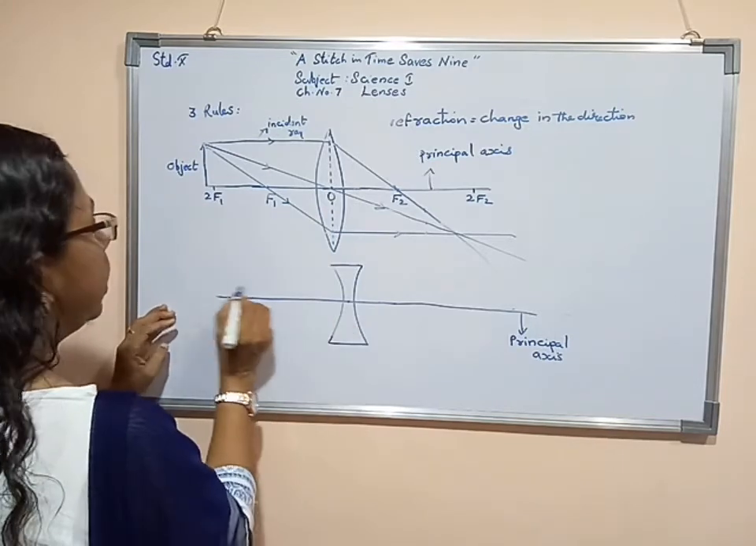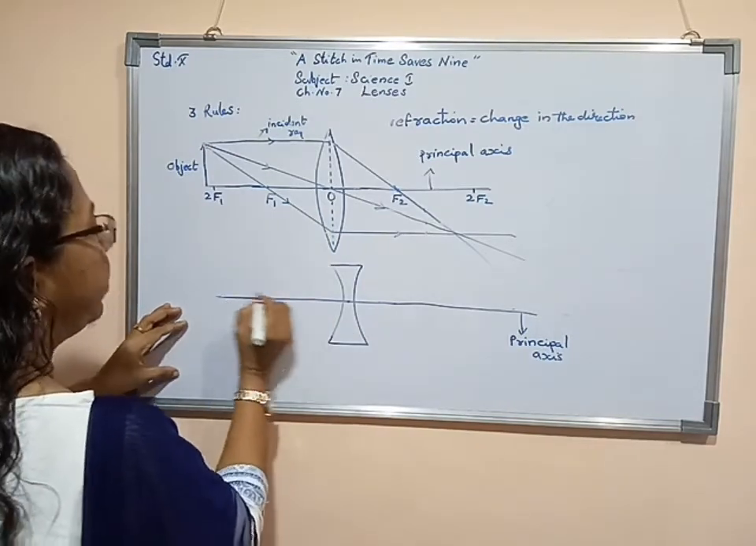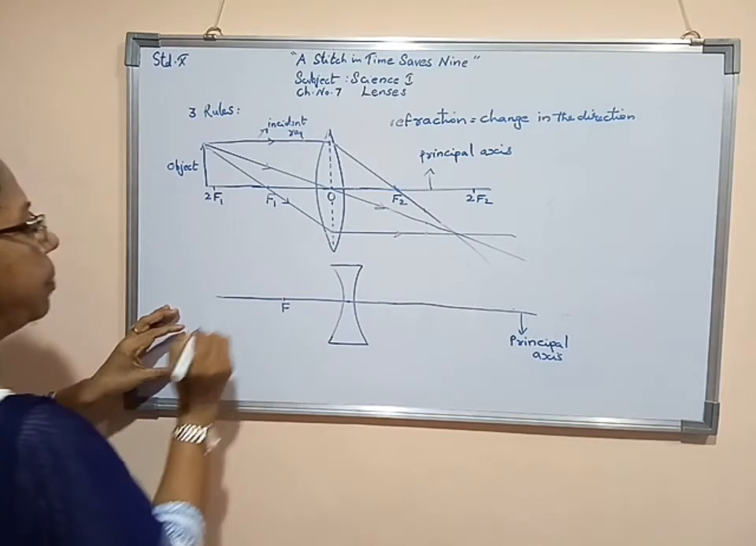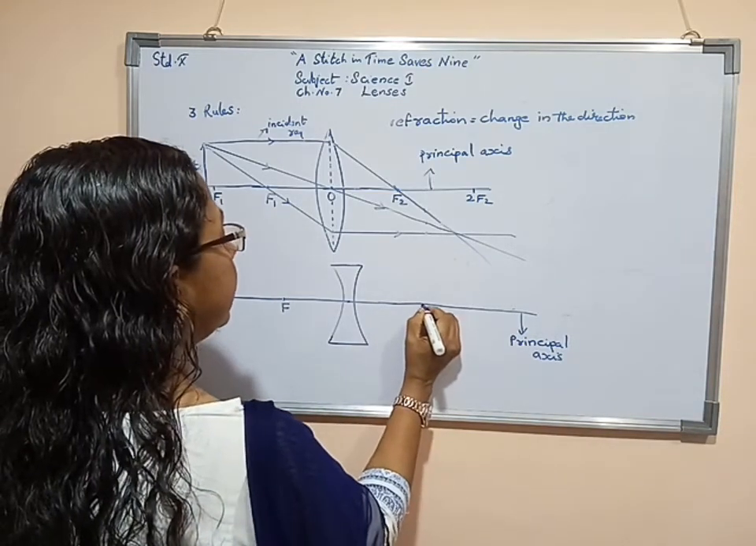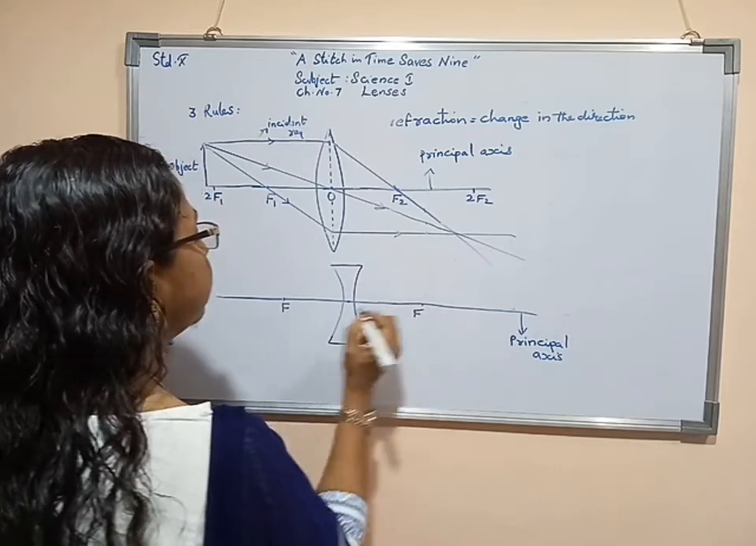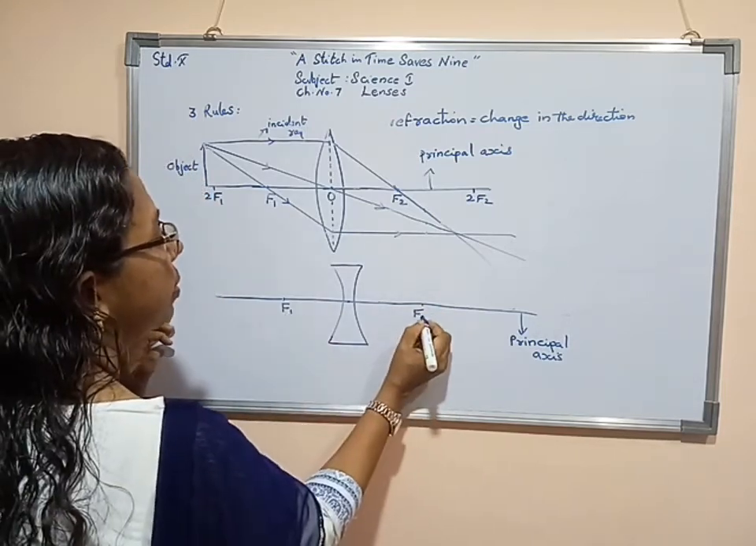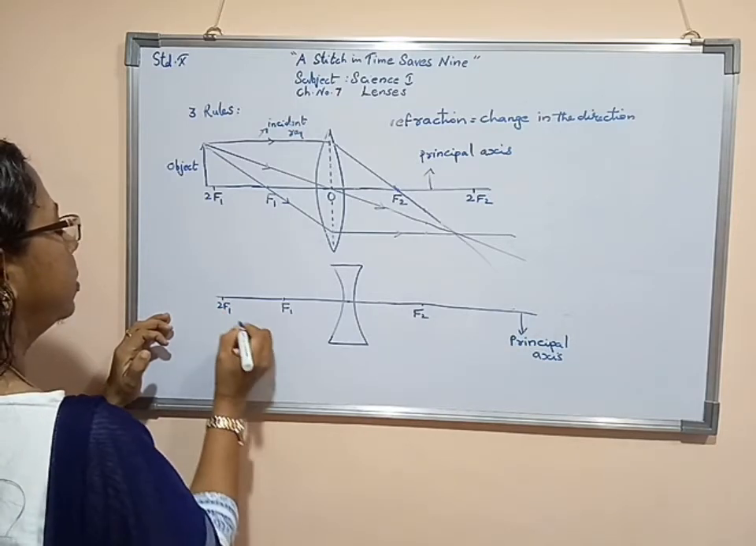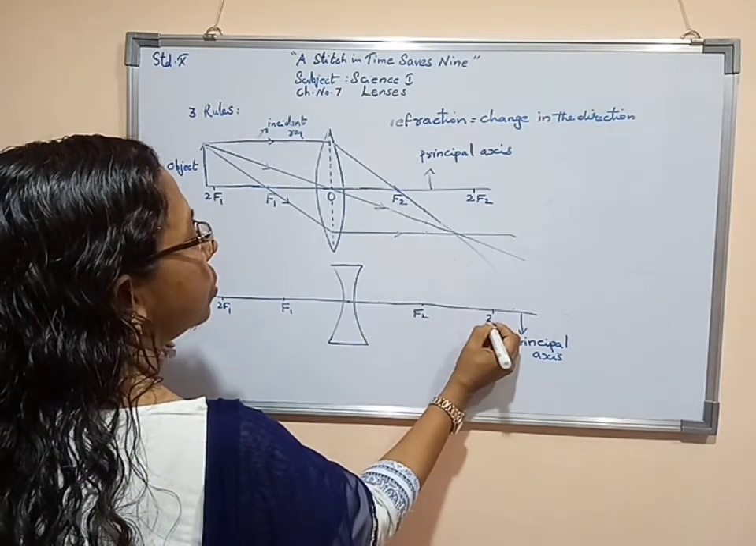Here now, from here I am writing this as the principal focus of the lens. Here again I am writing the principal focus of the lens: F1, F2, to F1, to F2.